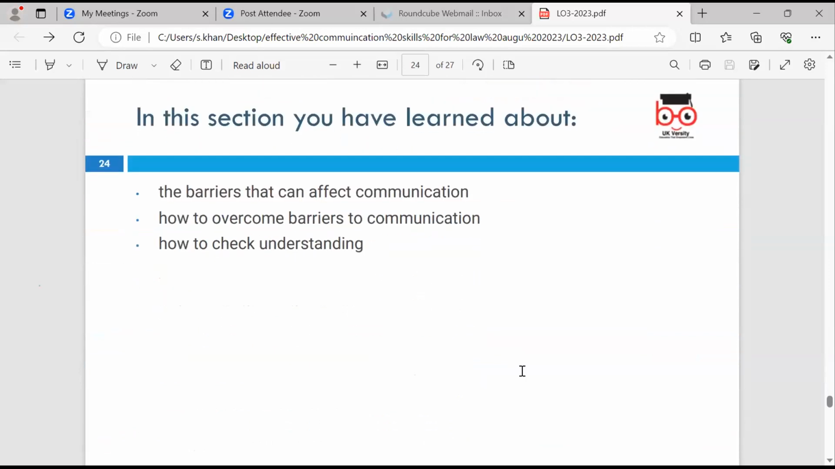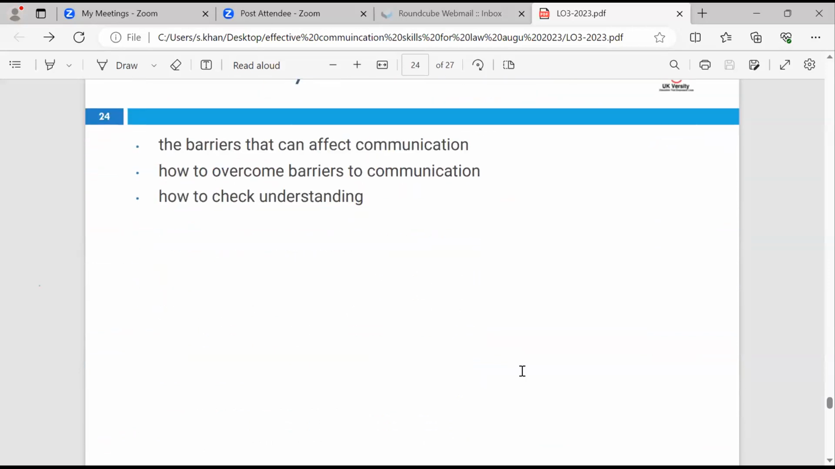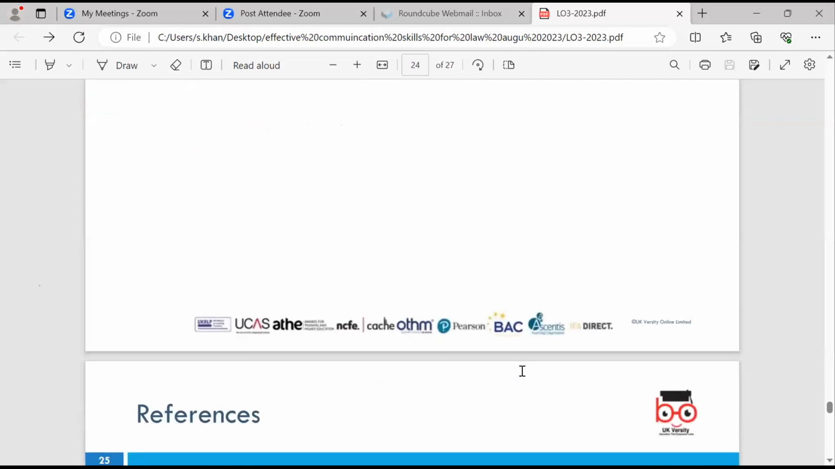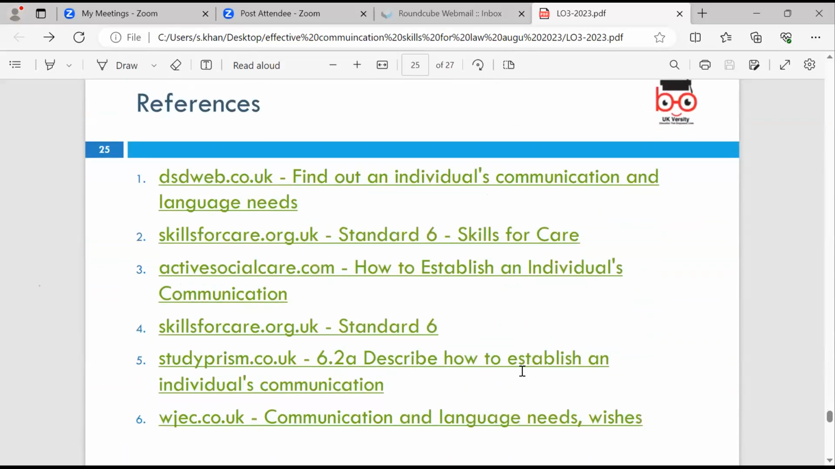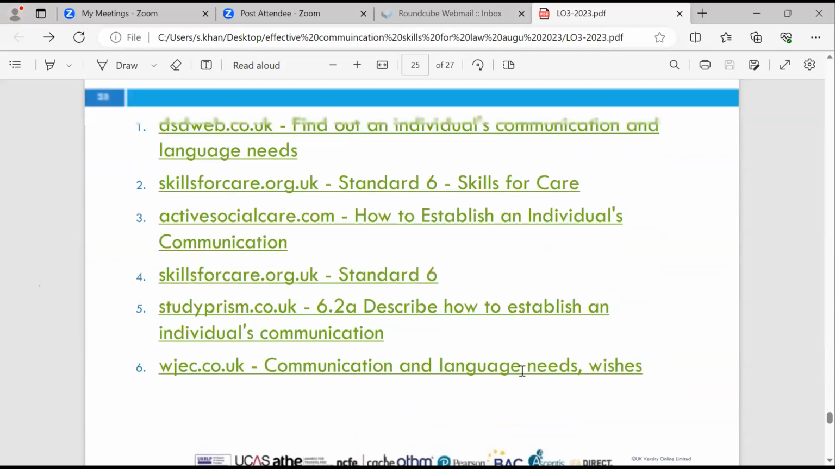In this section today, you have looked at the barriers of communication and how they can affect communication, and how to overcome these barriers, because it's so important you understand how you overcome them and how to check the understanding. These are the references that have been used in today's session, to find out individuals' communication language. You can link onto these resources to find out more information.